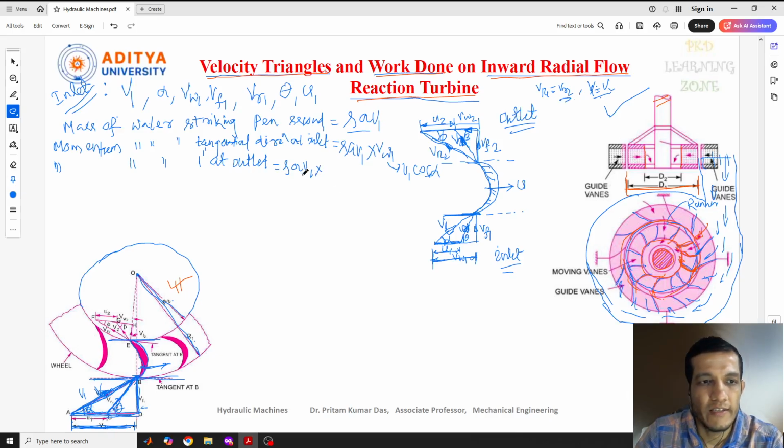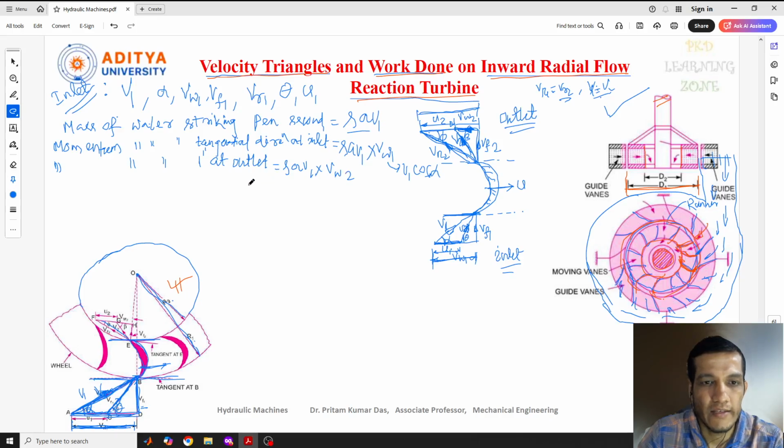Here we can write the mass of water which is striking into VW2. For VW2, we need to consider the component of velocity V2 at the outlet condition. The velocity is this one, so the component of velocity is V2 cos beta, but it is coming in the reverse direction. The total is VR2 cos phi, but here we are considering only this one.